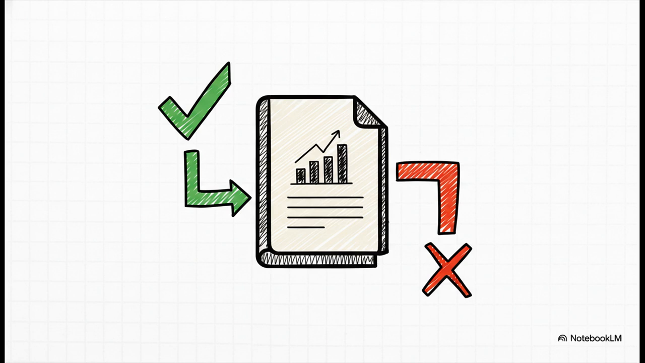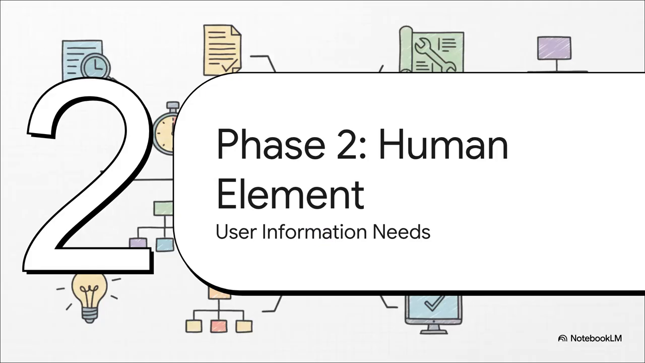Are we doing this, or do we stop right here before we spend another dime? Okay, let's say management gives the green light. The project is a go. Now we waterfall down to phase 2, the human element. So back to our house.